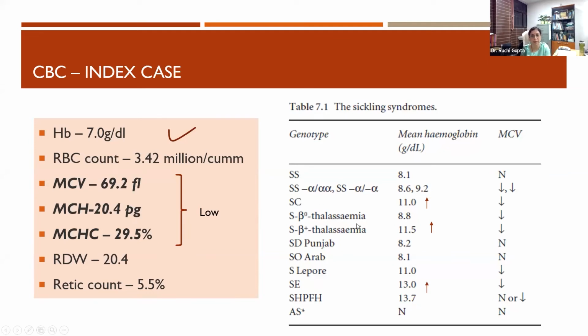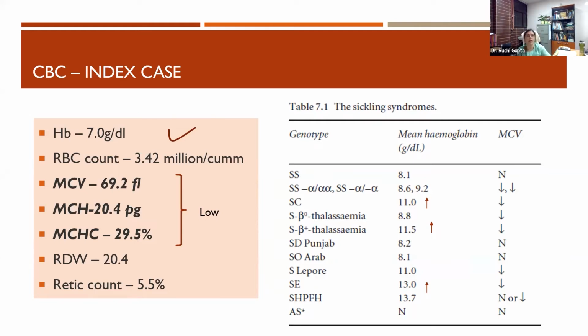Whereas in states like sickle beta 0 or sickle beta plus, the MCV would be reduced. Sickle beta plus would have a relatively better hemoglobin because in the presence of beta plus, some degree of HbA, the normal adult hemoglobin, is also being formed. Then we have SD Punjab, OArab, and conditions where HbF is elevated, like S with HPFH. There, the median hemoglobin is as high as 13, and the indices are almost silent.